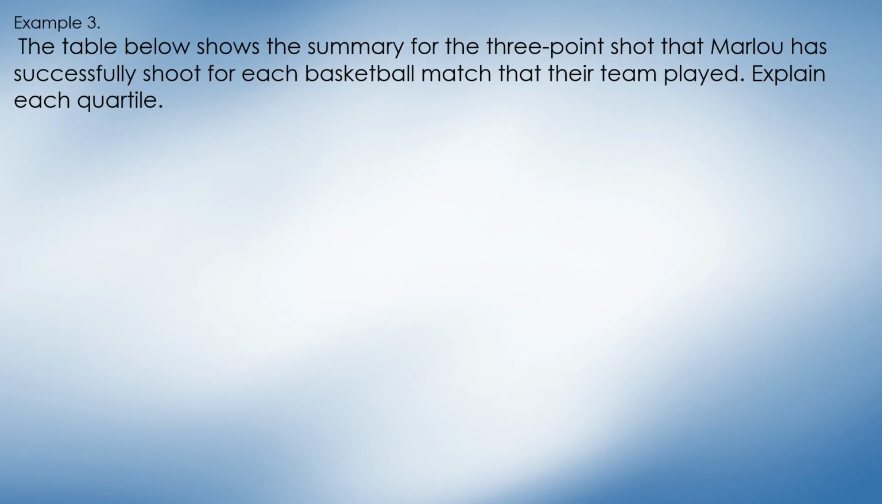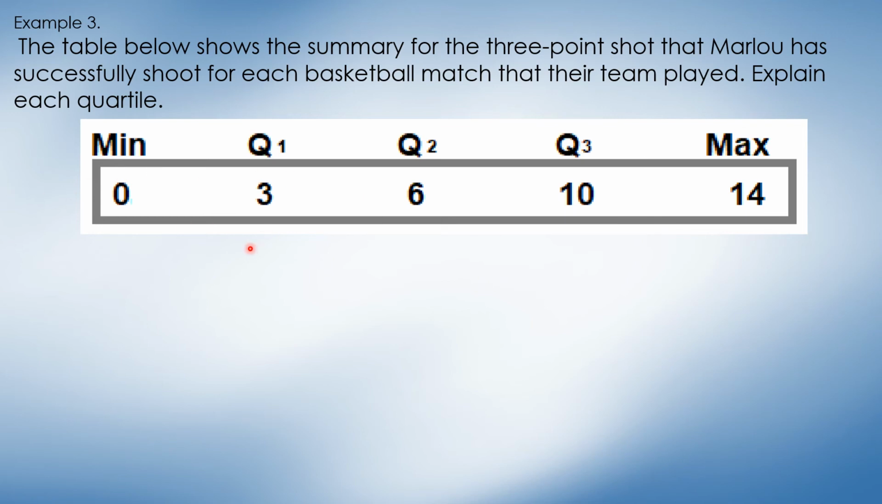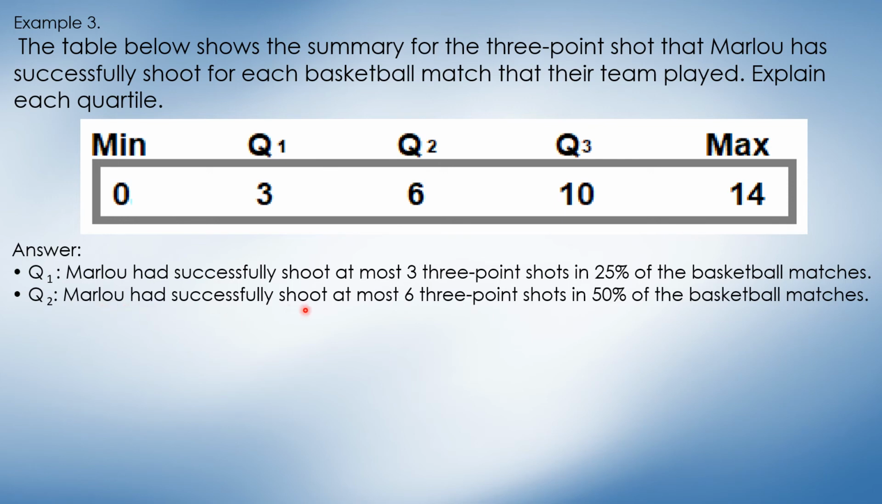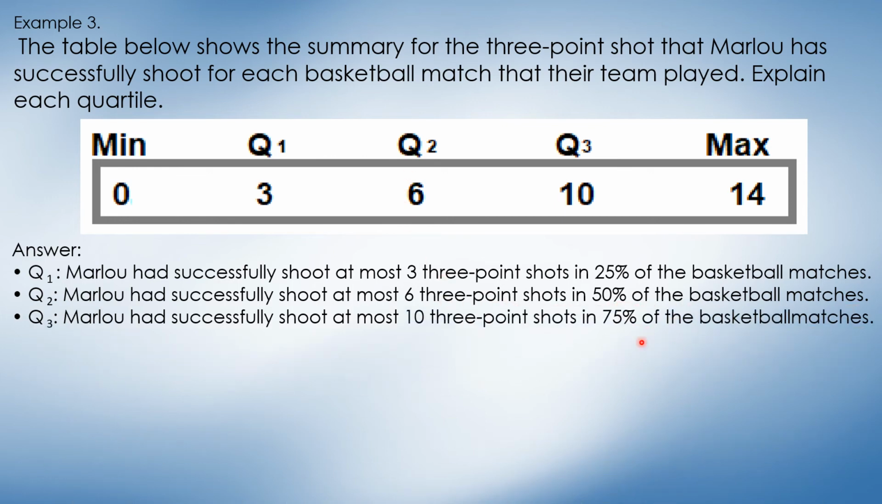For our third example, the table below shows the summary for the 3-point shots that Marlou has successfully shot in each basketball match that their team played. Explain each quartile. So we have here the scores for the 3-point shots of Marlou. Answer: first quartile, Marlou had successfully shot at most 3 3-point shots in 25% of the basketball matches. For the second quartile, Marlou had successfully shot at most 6 3-point shots in 50% of the basketball matches. For the third quartile, Marlou had successfully shot at most 10 3-point shots in 75% of the basketball matches.